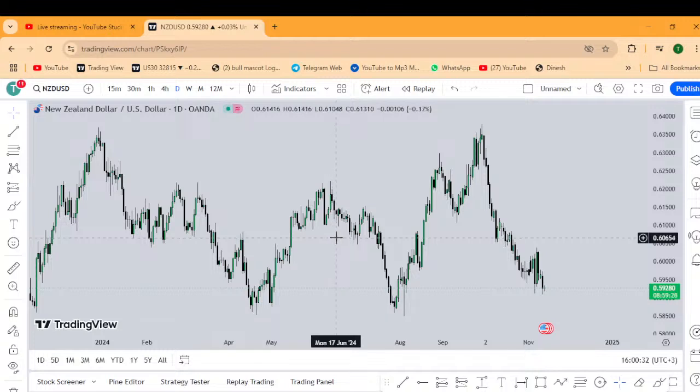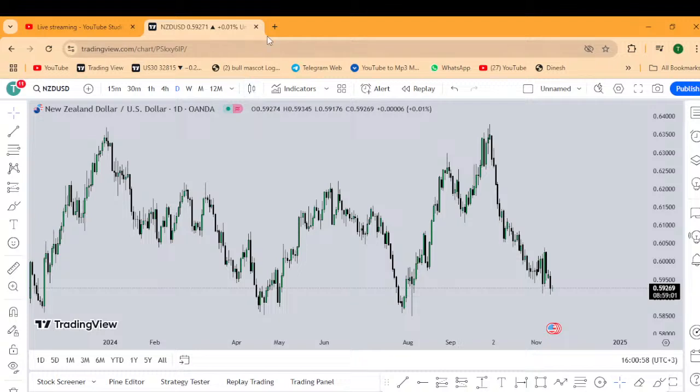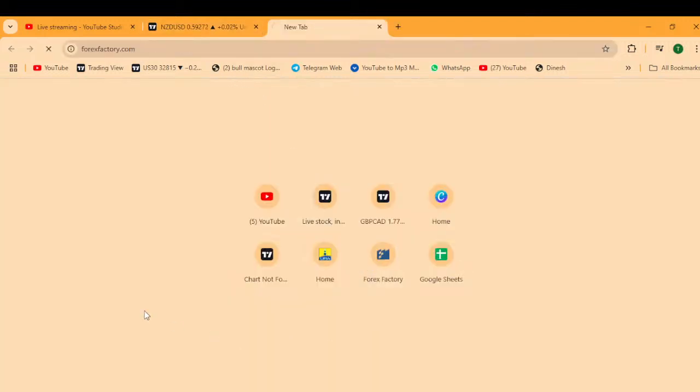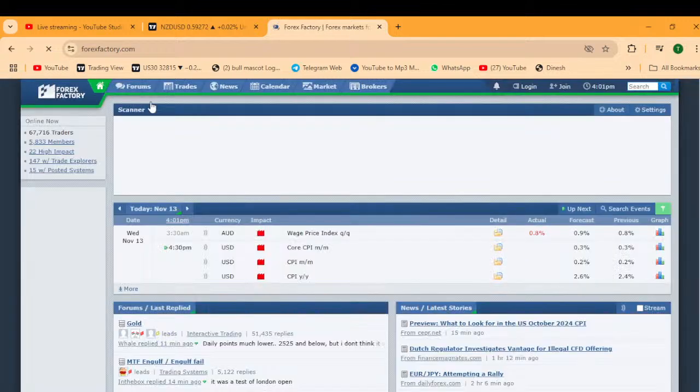Number one, we are going to look at the economic calendar fundamentals, what we are expecting and what we should be looking at. Then we shall break down the US economy at large, simply within 5 minutes. Then we shall go through the breakdown of the technical analysis. So let's start with our Forex Factory.